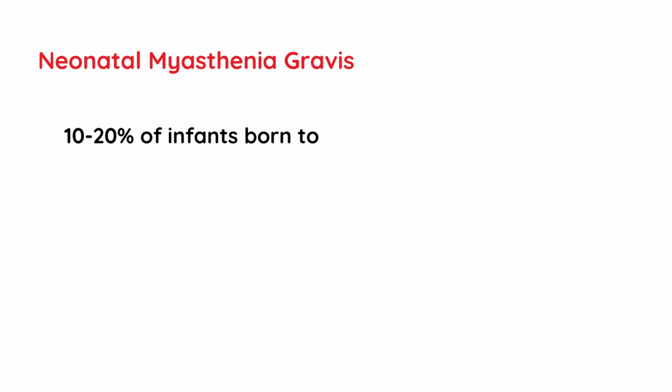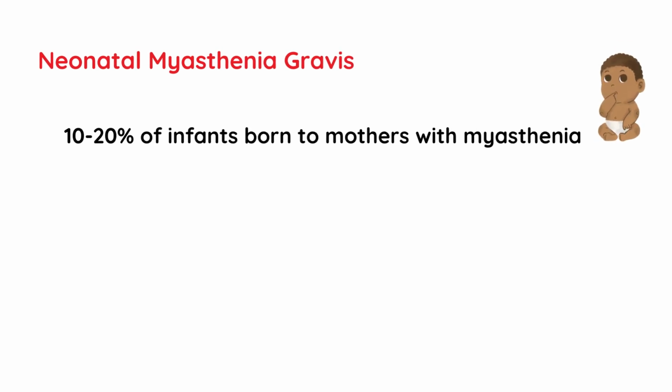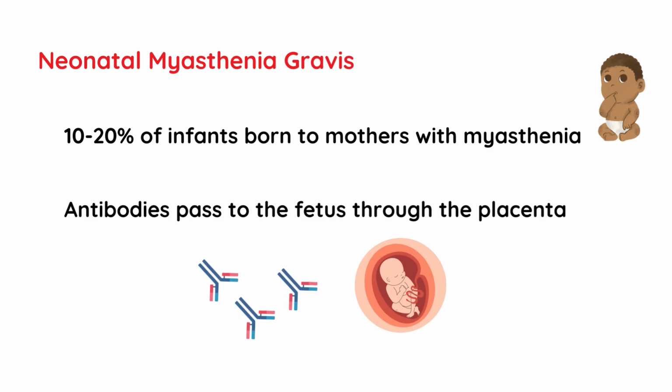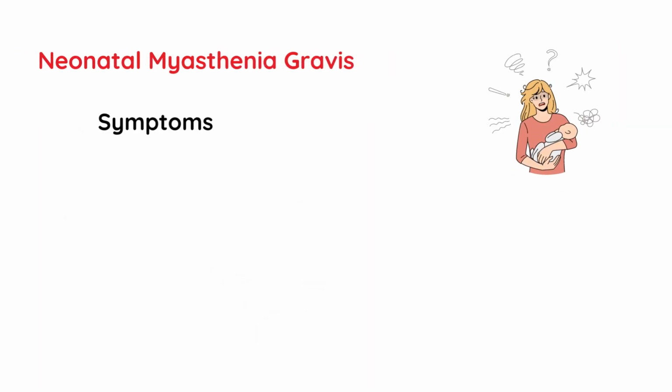There are also some conditions that affect newborns and infants. Neonatal myasthenia gravis occurs in 10 to 20% of babies born to mothers with myasthenia gravis. Maternal antibodies transferred to the fetus are responsible for neonatal myasthenia. Symptoms of this disease at birth include weakness and hypotonia.